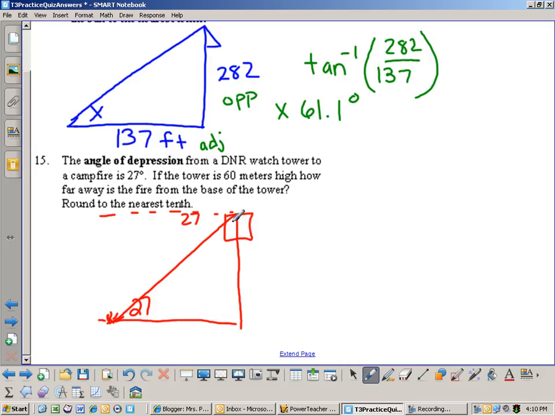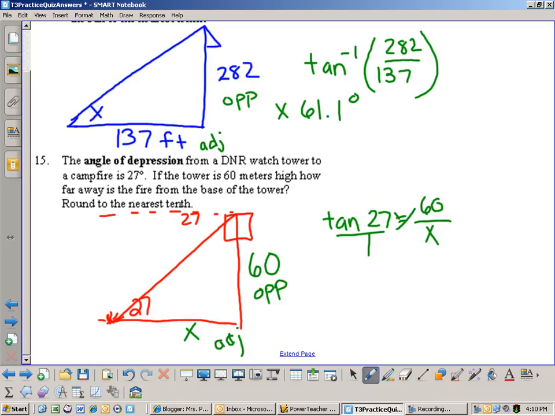So we know that the tower is 60 meters high. So it wants to know how far away from the base. So again, we got opposite and we got adjacent. Got a lot of tangent on this one. So the tangent of 27 degrees is equal to 60 over x. And what we want to remember here when we cross multiply, x is on the bottom. So it's going to be 60 divided by the tangent of 27, or 117.8 feet.